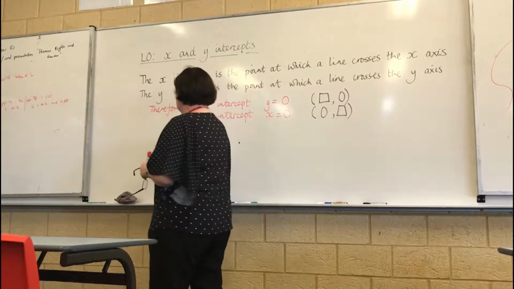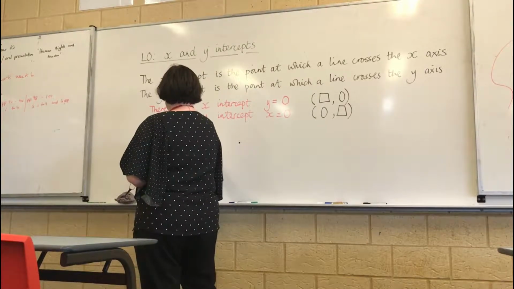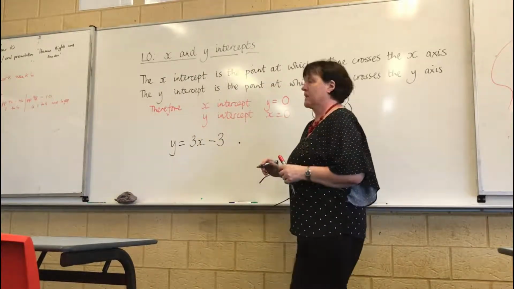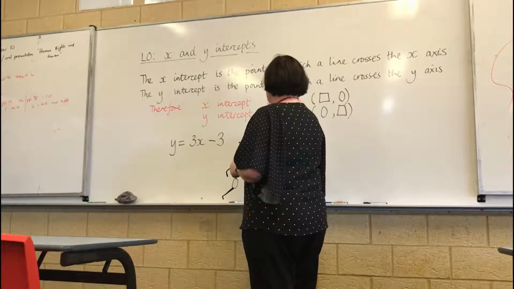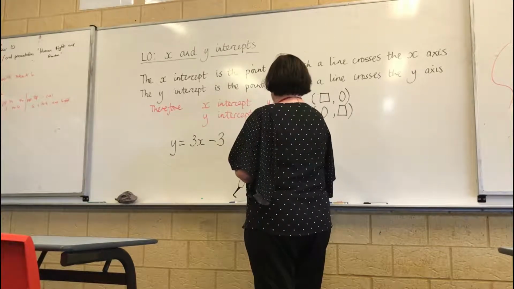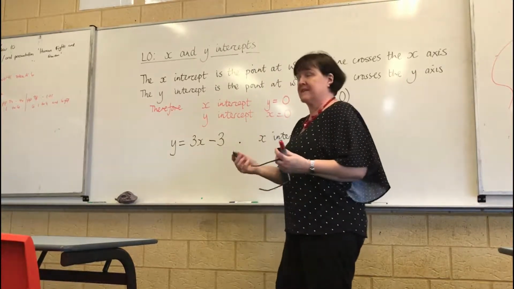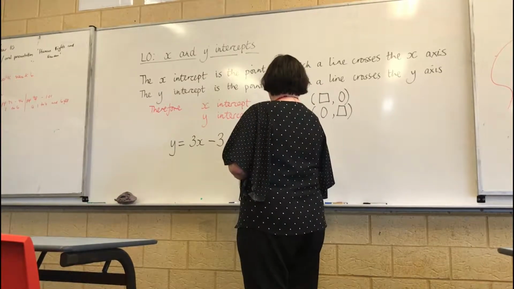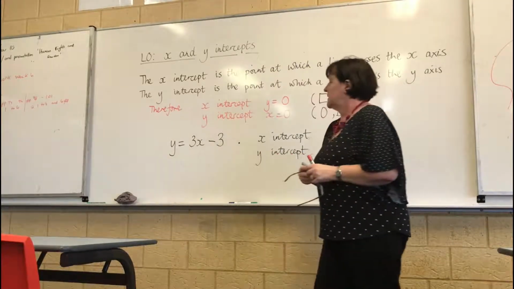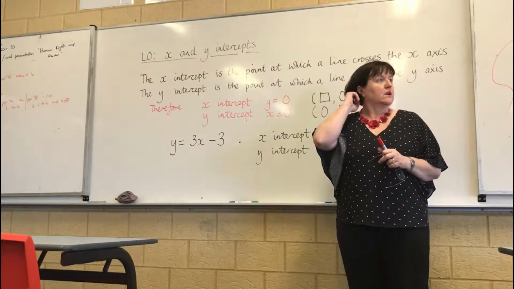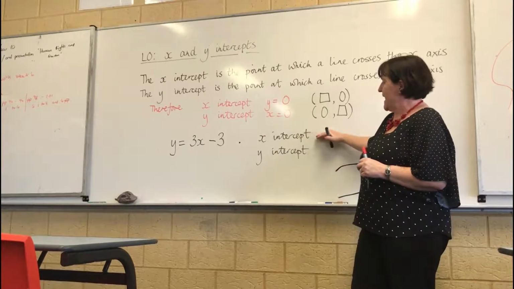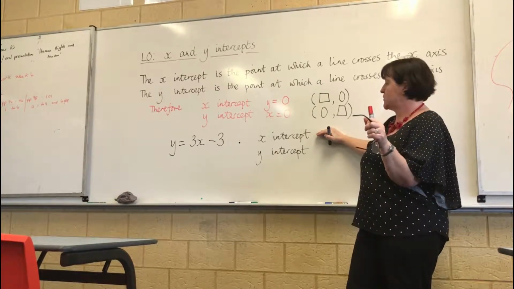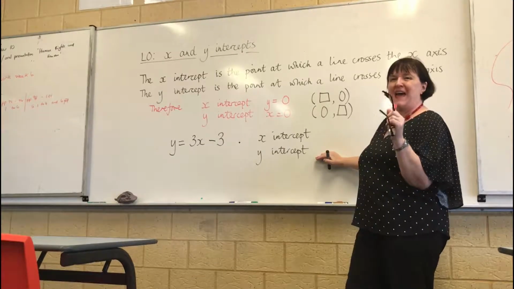So we have a function. Let's look at this function: y equals 3x take 3. We need to find the x-intercept, so where that line would cross the x-axis, and also the y-intercept. The x-intercept is when y is 0, that's the slightly more complicated one. And the y-intercept is where x is 0.